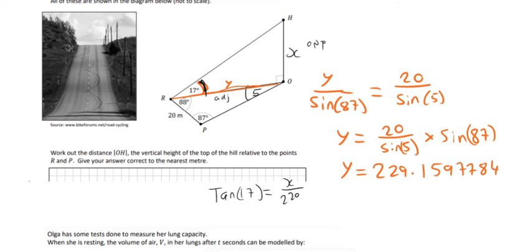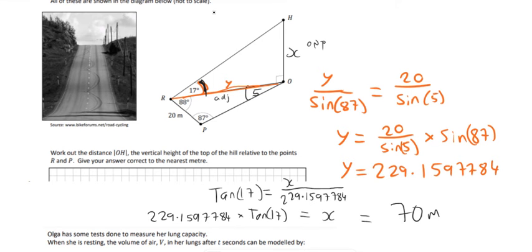229.15977784, and I'm just leaving it to that many decimal places. We want it to be as accurate as possible when we're finding x. So x is going to be equal to that number moved over from the bottom, multiplied by tan 17. That will give me a final answer of 70 meters. It's rounded off because they wanted it to the nearest meter.